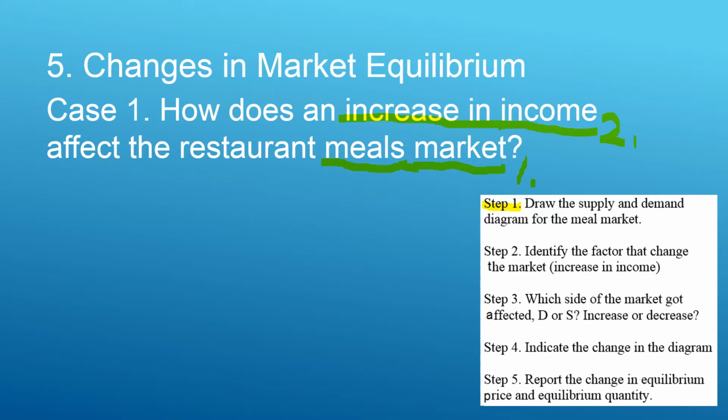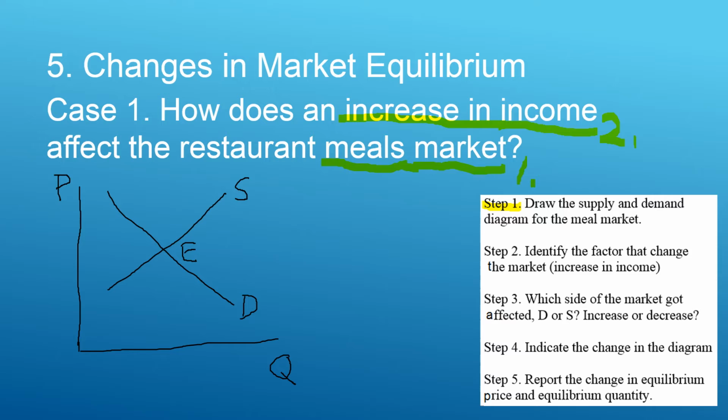Step 1, draw the supply and demand diagram for the meals market. Now let's draw that. So first you draw the 2 axes, vertical and horizontal. It looks like a capital letter L, isn't it? Second, you draw a capital letter X that looks like this. One is demand, one is supply. After that, you label them.